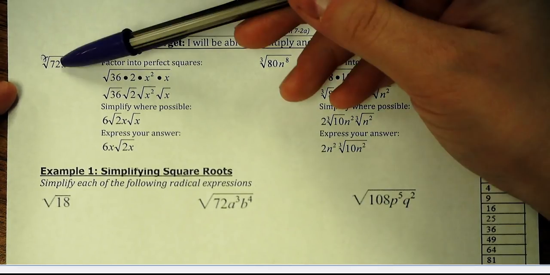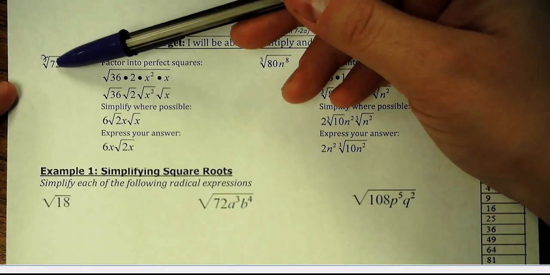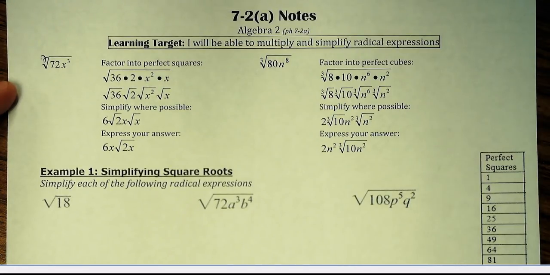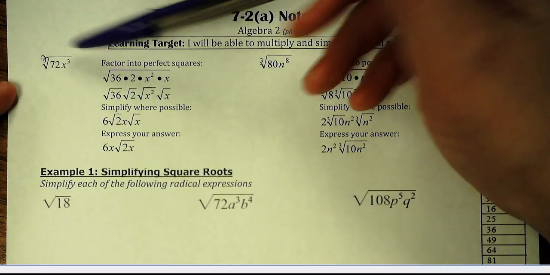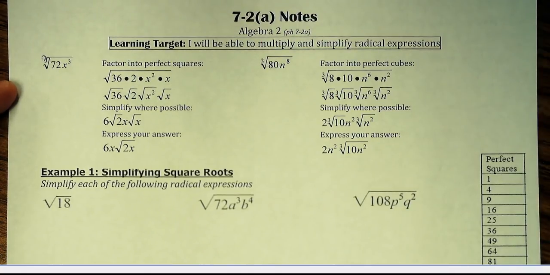First thing you want to do is factor 72. You want to try and find the biggest perfect square. And if you guys look down the page over here on this side, I have the perfect squares, perfect cubes, and perfect fourths on the paper for your reference. But 72 is not a perfect square. You want to find the biggest perfect square that divides into 72.